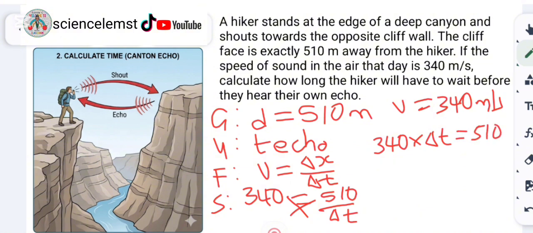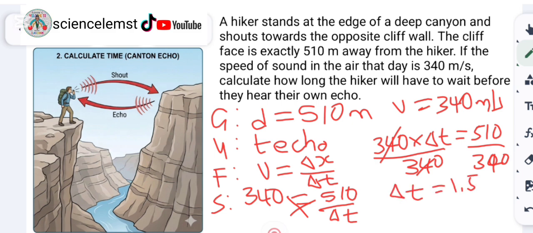Another mathematical skill that you need to implement. Divide by 340 on both sides. Why? We want this 340 to cancel that 340. And then we get our delta T as 1,5 seconds. So now, this time that we got is the time the sound traveled a distance of what? 510 meters. It took how long? The time was 1,5 seconds.